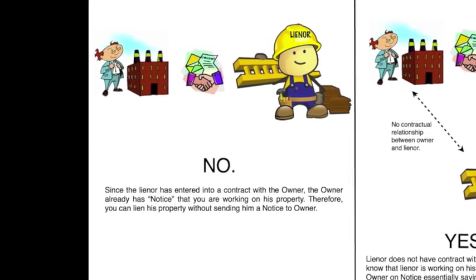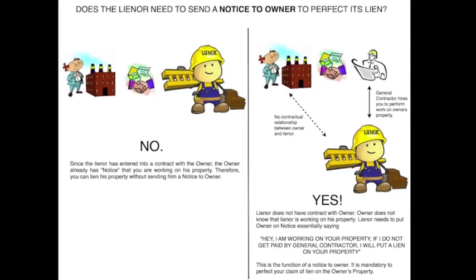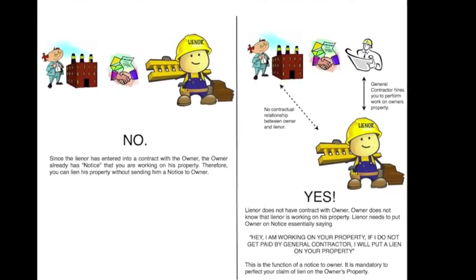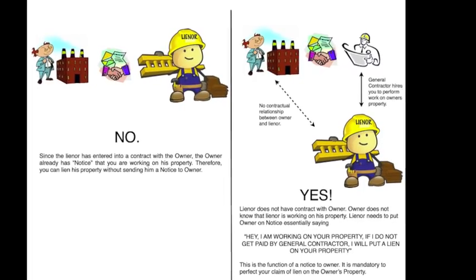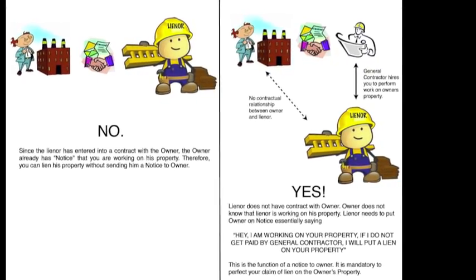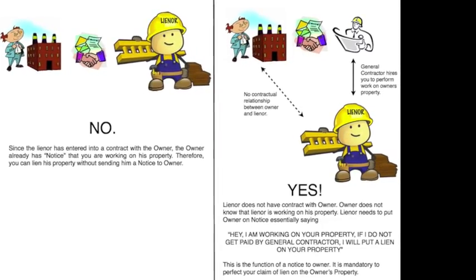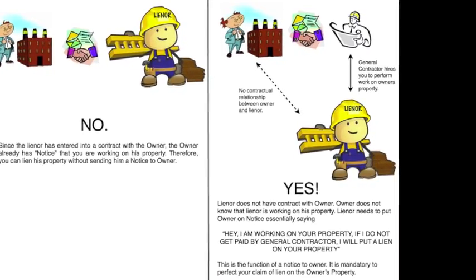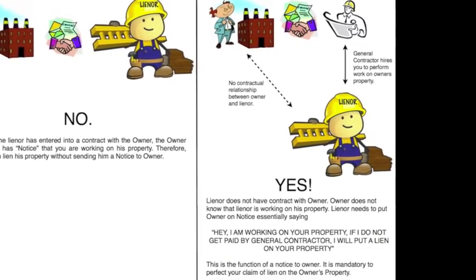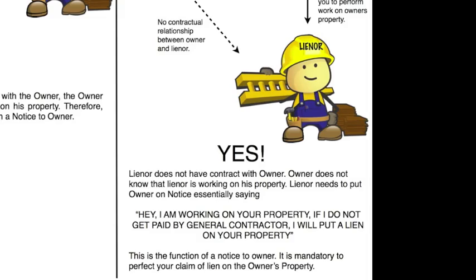Now let's look at the right-hand side of this graphic. This is a situation where the owner has a direct contract with a general contractor, or someone else besides the lienor. As you can see from the dotted line, the lienor, or you, do not have a direct contract with the owner, and you in essence have no legal relationship to the owner. In this case, you are required to file a notice to owner to perfect your lien rights.